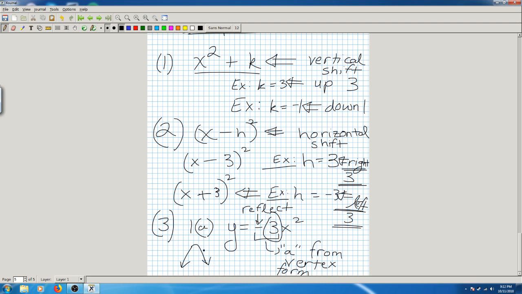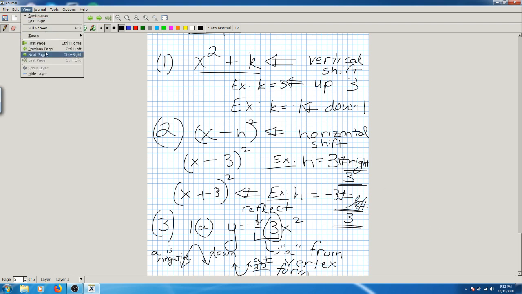Okay? So if a is negative, and I want you to remember this, then it opens down. If a is negative, it opens down. If a is positive, then it opens up. Okay? So if this negative were not there, this curve would open up. But since that negative is there, the curve opens down.